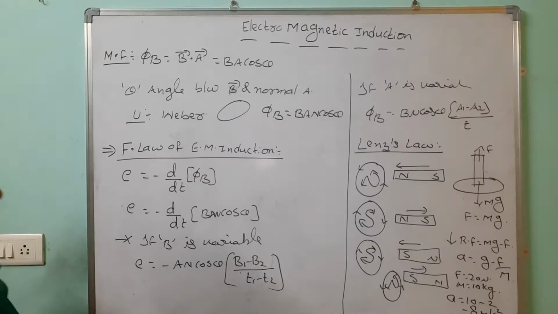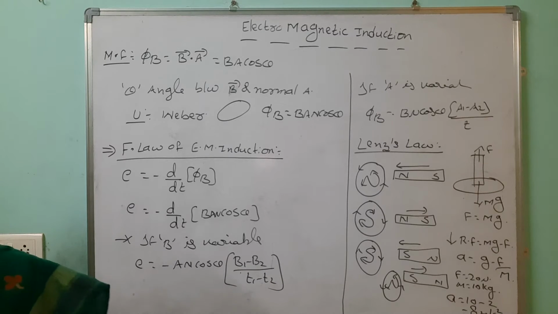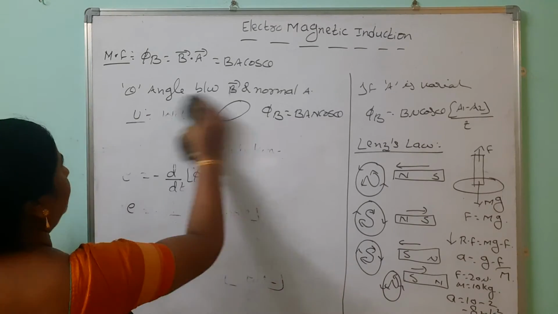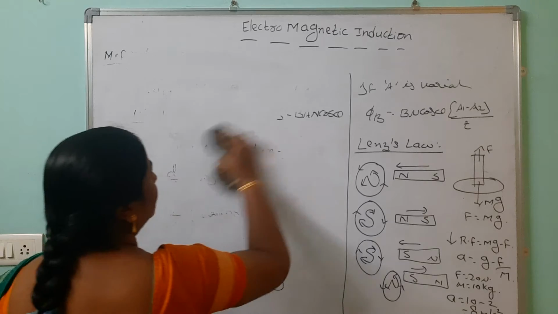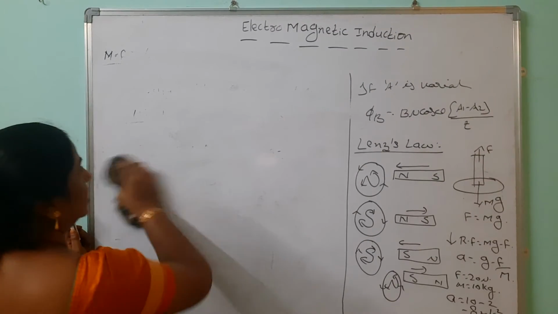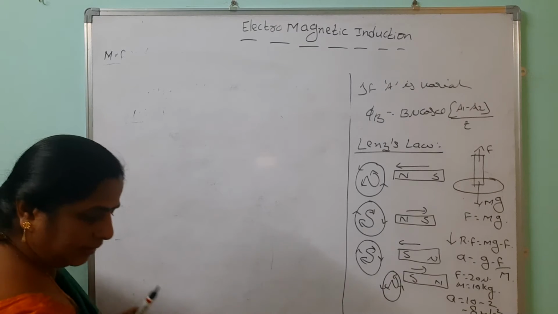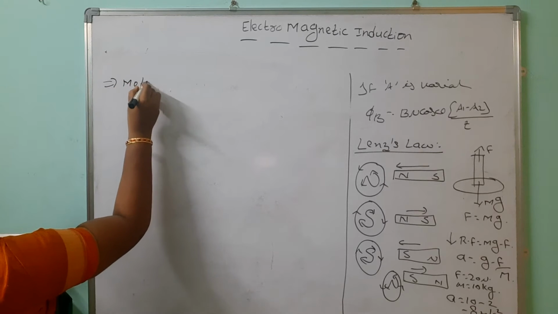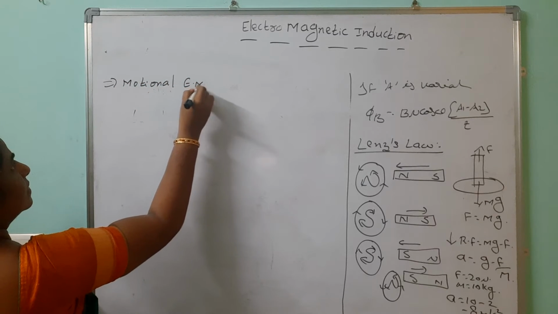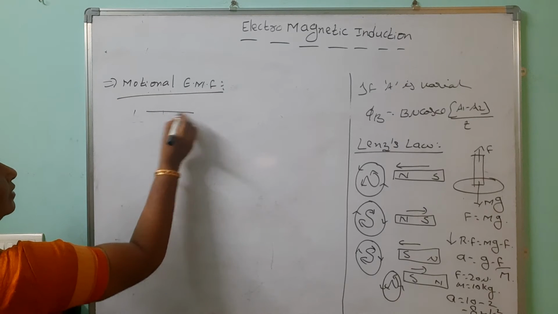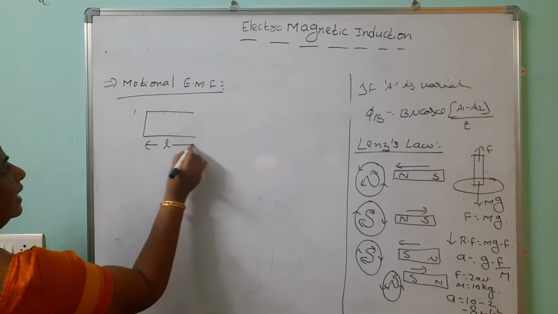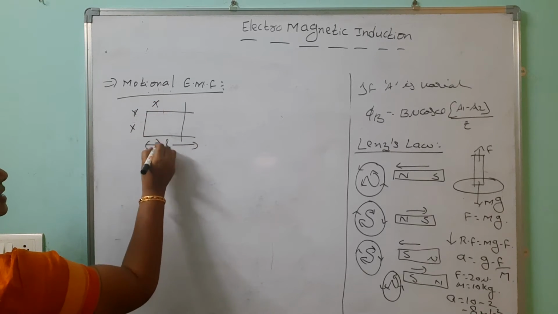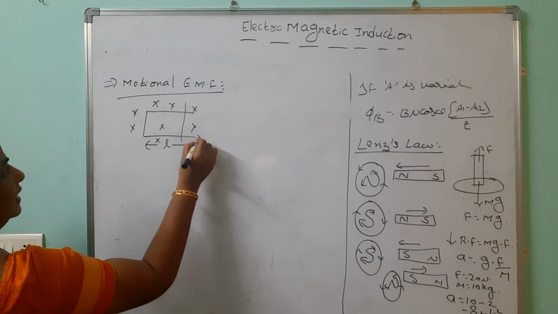Then we are focusing on motional electromotive force. This is one of the short answer questions also. In the case of motional electromotive force, we can take one frame. The length of the frame is L. We have to move this one. We are placing this in a uniform magnetic field of induction B.